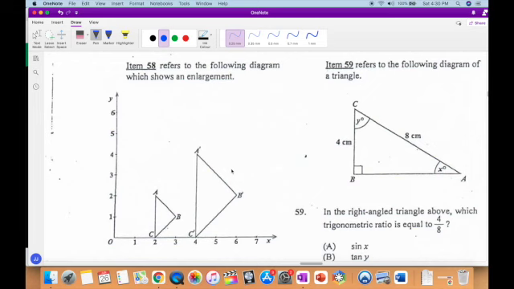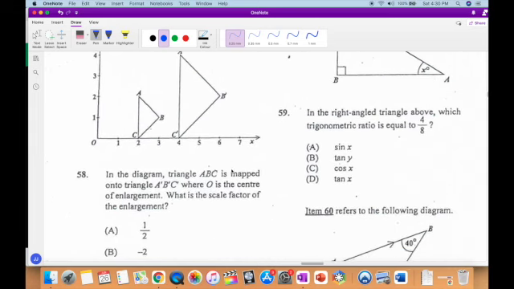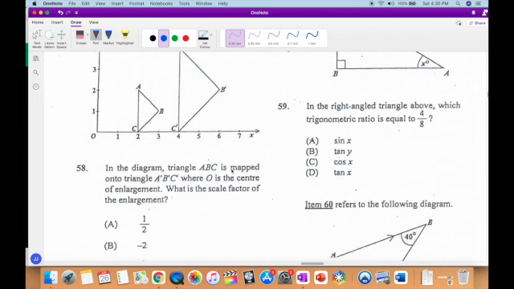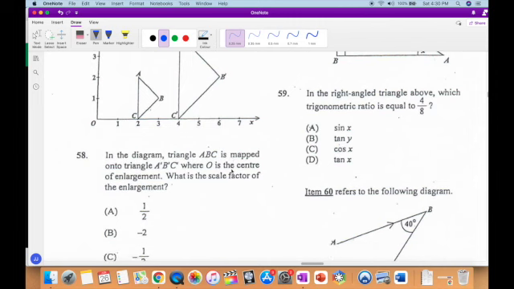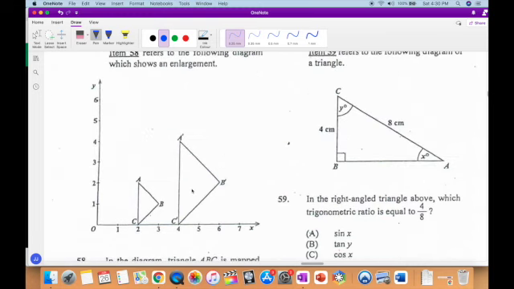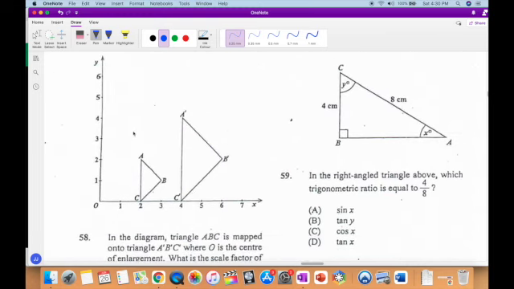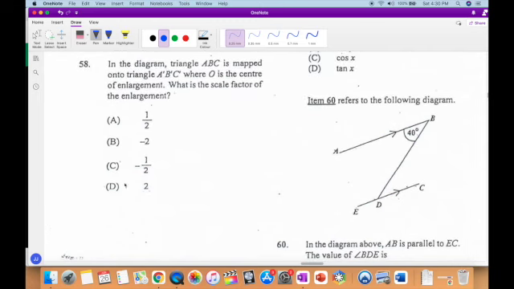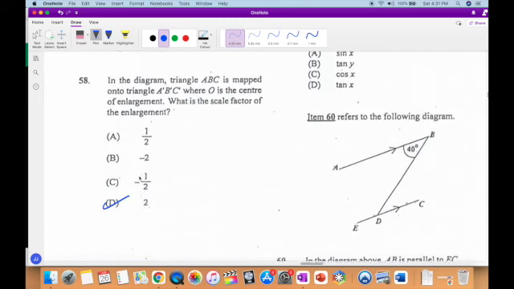Refers to the following diagram, which shows an enlargement. Okay, so I can see the enlargement there in the diagram, where O is the center of enlargement, so that's the origin. What is the scale factor of the enlargement? That's pretty easy to work out here. We can just look at one of the sides. If this side is 2 and this side is 4, then 2 times 2 will give me 4. So this here is a scale factor of positive 2.